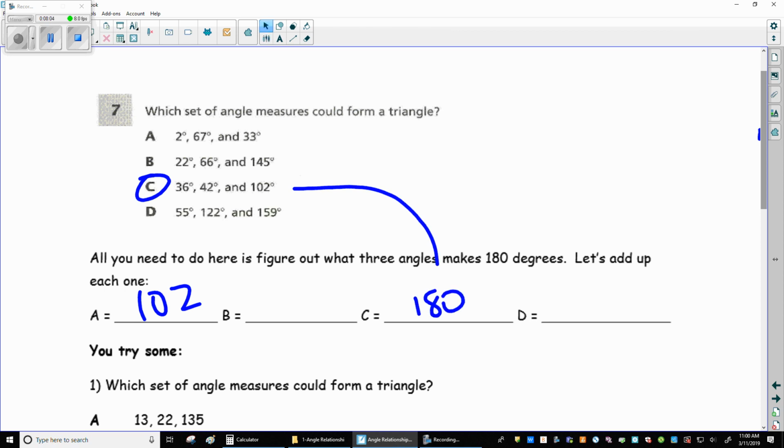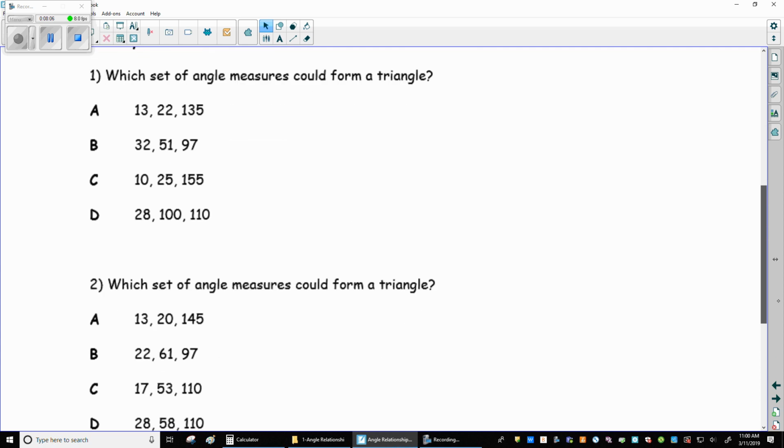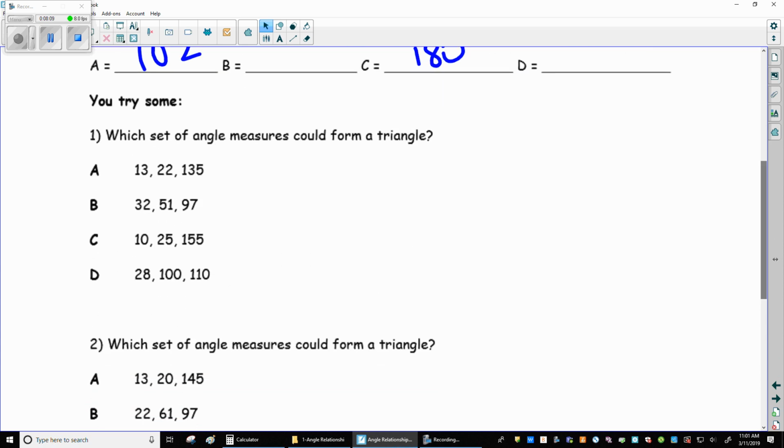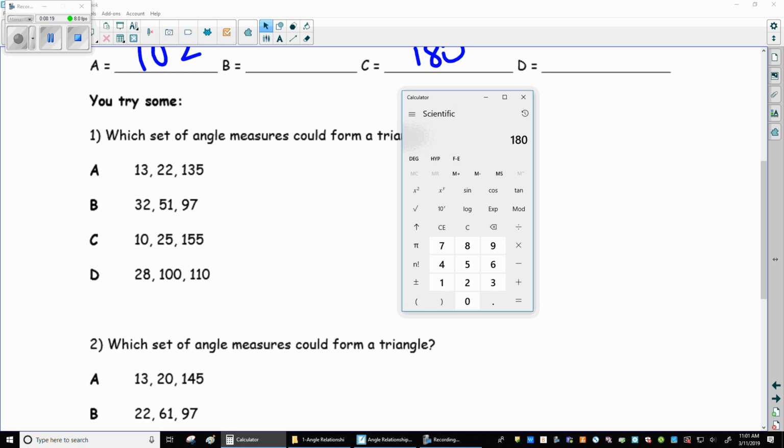Okay? So can you guys try? I think I have 1 or 2 down here. And then we got some final thoughts, and then we're done. All right. So let's try these. Number 1. Which ones are really, really silly? I think D is really, really silly. I think that's the only really silly one. Let's try A. 13 plus 22 plus 135. 170, not that one. 32 plus 51 plus 97. 180. That one works.